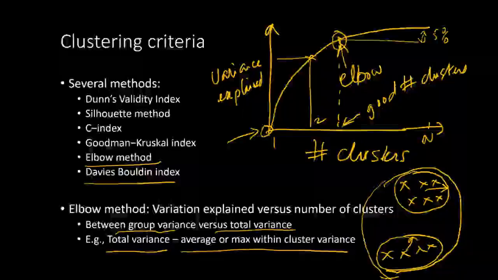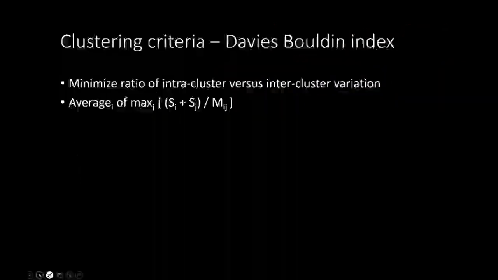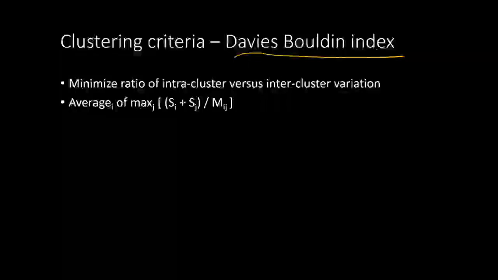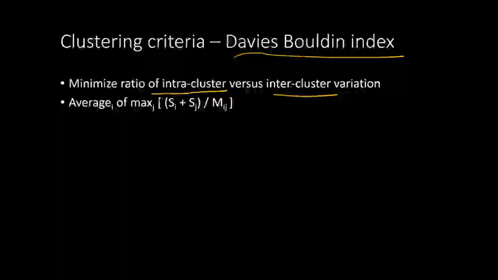I encourage you to look at something similar called the silhouette method. Now let's look at a slightly more mathematically well-defined index, which is the Davies-Bouldin index. So here we are looking at two things. Instead of having that elbow, we are going to convert that into a ratio so that we get a minimum. Basically what we are trying to minimize is the ratio of intra-cluster versus inter-cluster variation.